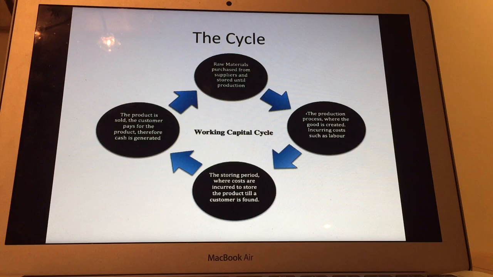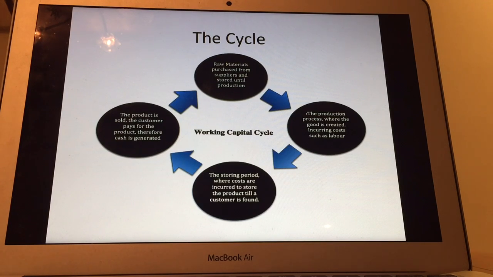The cycle is shown here in 4 key steps, each of which I'll explain. The first step, the raw materials are purchased from the suppliers and stored until production. As mentioned before, we'll use the example of football goalposts. This would be, for example, the metal and the screws and everything else that's used to make these, with the nets as well. These will be purchased from a supplier and stored within the business until production.